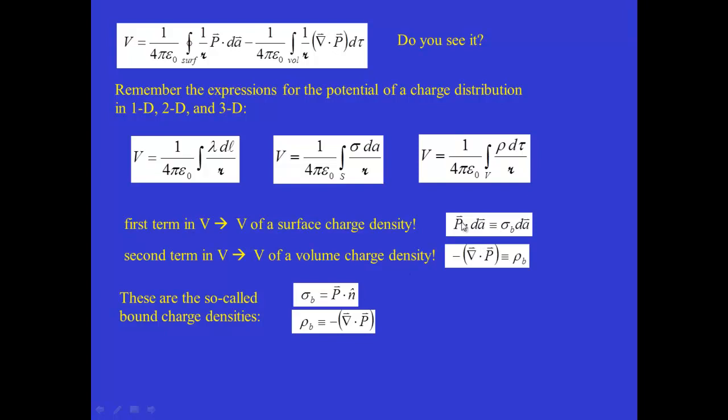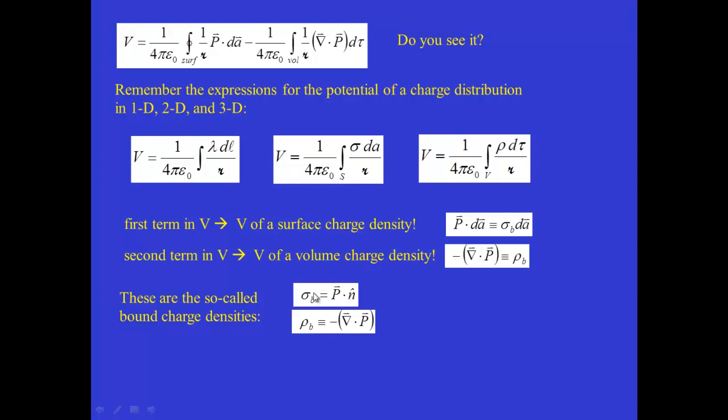Note that from the definition up here, P dot dA equals sigma b dA. That is true if sigma b is equal to P dot n hat, where n hat is simply a unit vector along the direction perpendicular to the surface, the same direction that the vector dA has. So those two are completely compatible, and the second expression comes directly from the first one, just turned around.